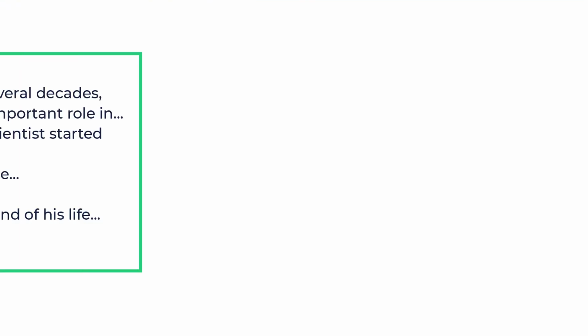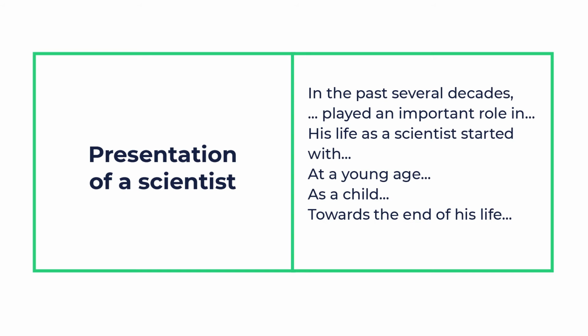The next part of the essay is the main body. In our writing task, it consists of two parts, the presentation of a scientist and the presentation of his or her main work. In the presentation of a scientist, you need to briefly tell about the biography of the scientist you write about. These phrases might help you to write it. In the past several decades, played an important role in. His life as a scientist started with. At a young age. As a child. Towards the end of his life.